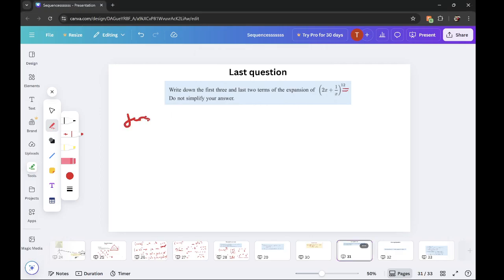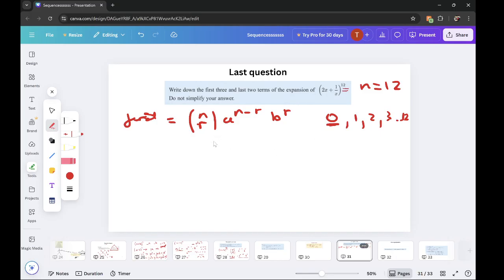So first term, how would we do this? We know our binomial expansion formula, which is n choose r, a to the power of n minus r and b to the power of r. So we know that r first starts off at 0, and then it goes to 1, 2, 3, and then all the way up to 12 in this case, because n is represented by 12. So n is equal to 12, and r goes from 0 all the way to 12. If you plug in r equal to 0 and n equal to 12, that should be your first term.